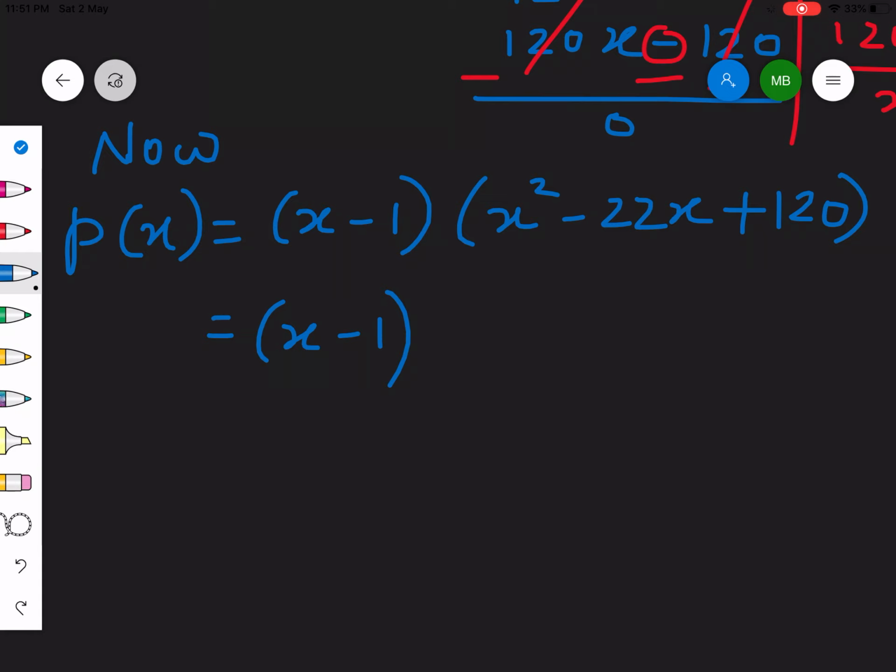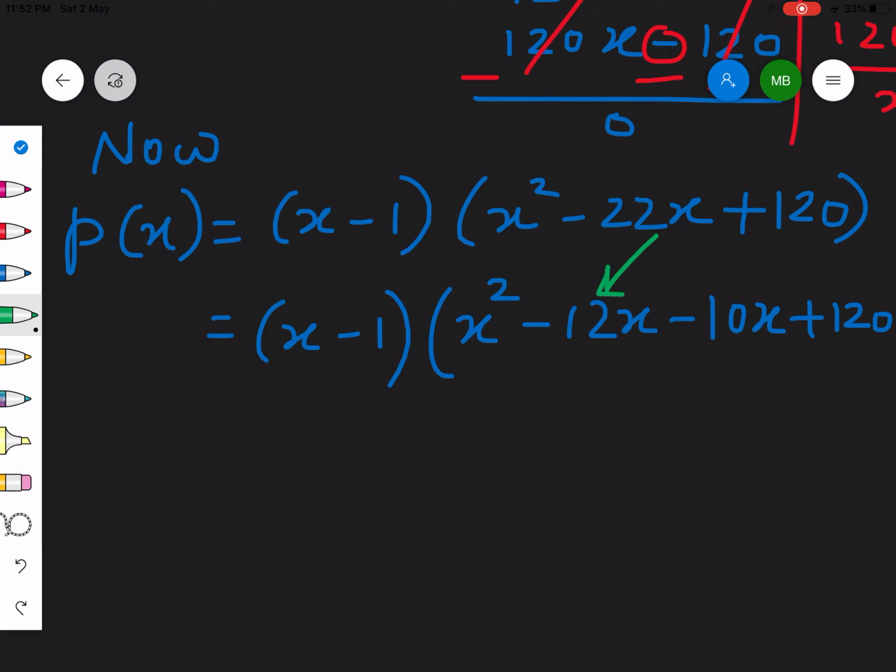We'll split this and factor it as x squared minus 12 times x minus 10 times x plus 120. What we did is, if you'll notice, we split this middle term minus 22 into minus 12 and minus 10, and when you multiply these two, minus 12 by minus 10, you will get 120, right? So that's what splitting the middle term is.